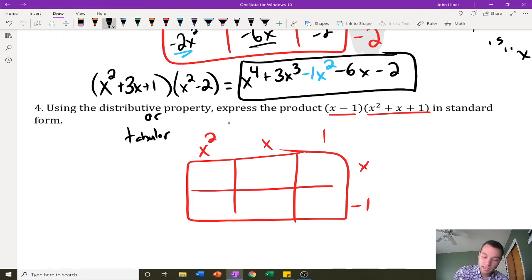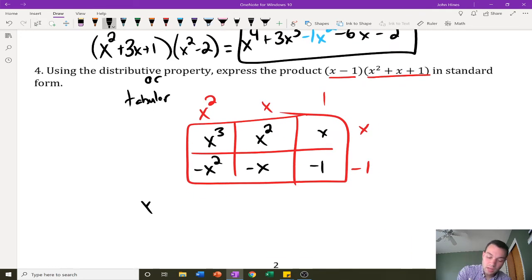So we multiply x squared times x is x to the third. X times x is not 2x. Stop doing that. X times x is x squared. 1 times x is x. Negative x squared. Basically everyone becomes negative.